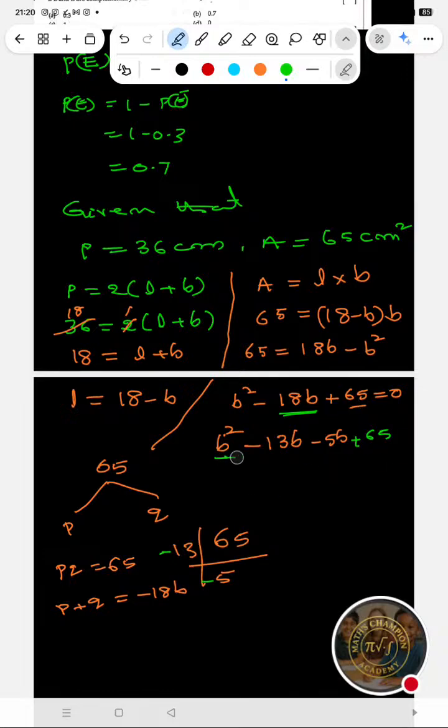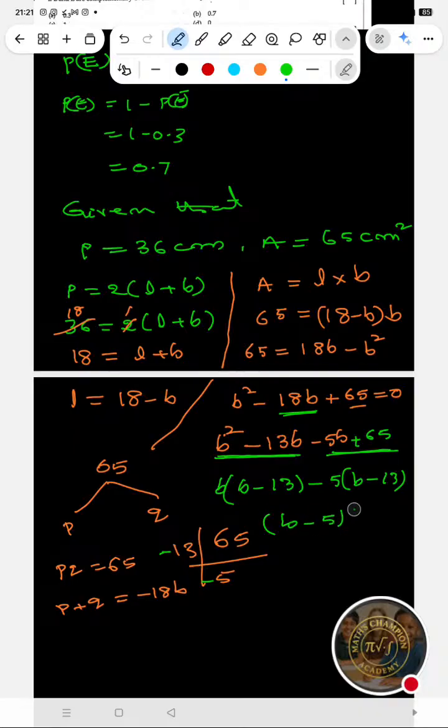From this 2, you take B common, from this 2 take 5 common. If you take B outside, here B minus 13, again minus 5. From this I am taking B outside, that leaves B minus 13. Again from here I am taking minus 5 common, minus 5 here, B minus 13. So what we are getting? B minus 5 and B minus 13.